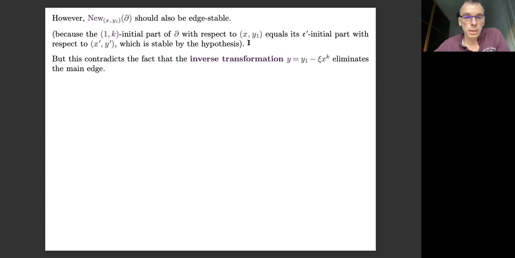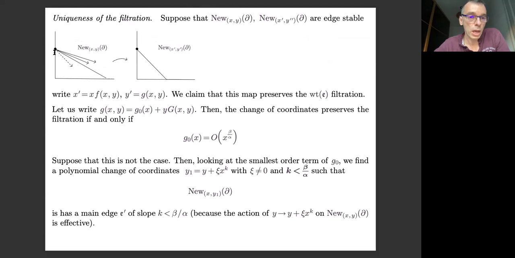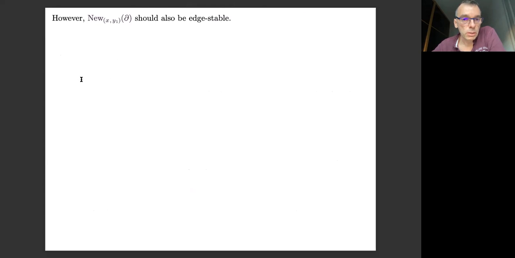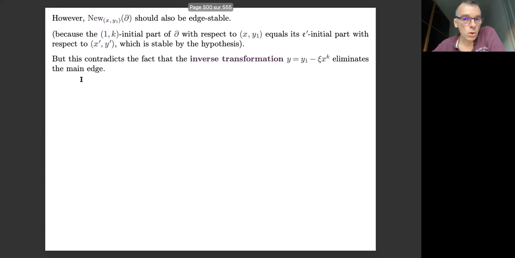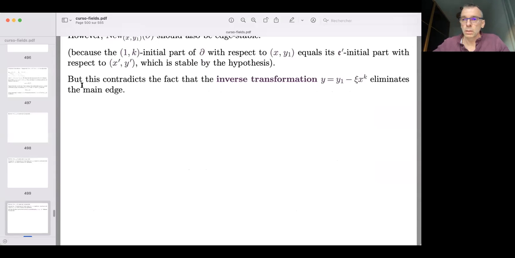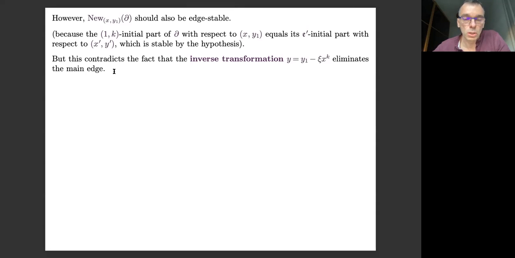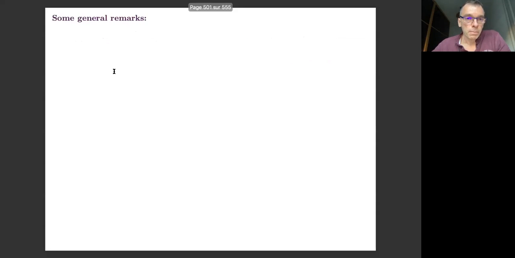So I'm just claiming that if you go back, you have created an edge along this dashed line, but of course it cannot be edge stable, because you can eliminate it by just applying the inverse transformation. So by this very simple argument, we show that all edge stable situations determine the same filtration of the local ring.